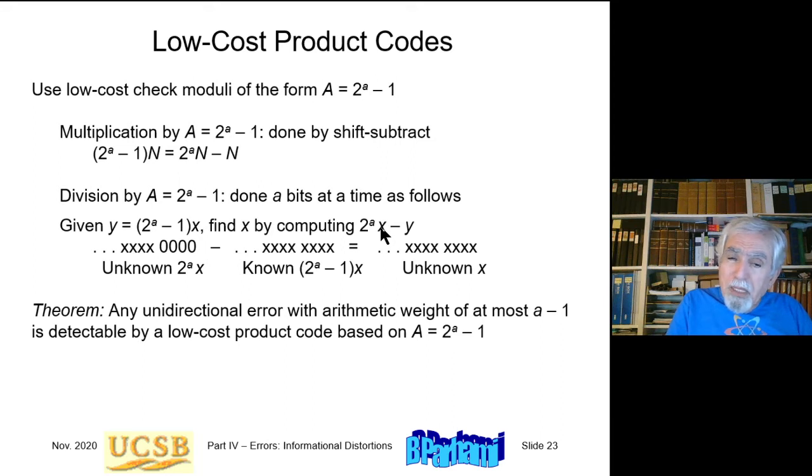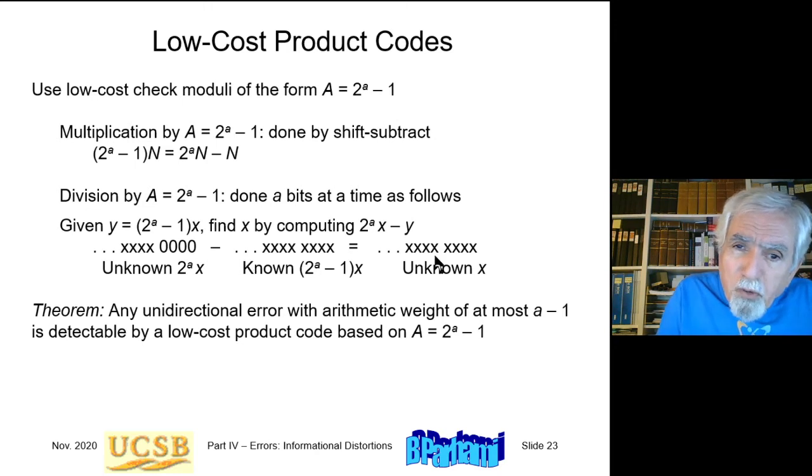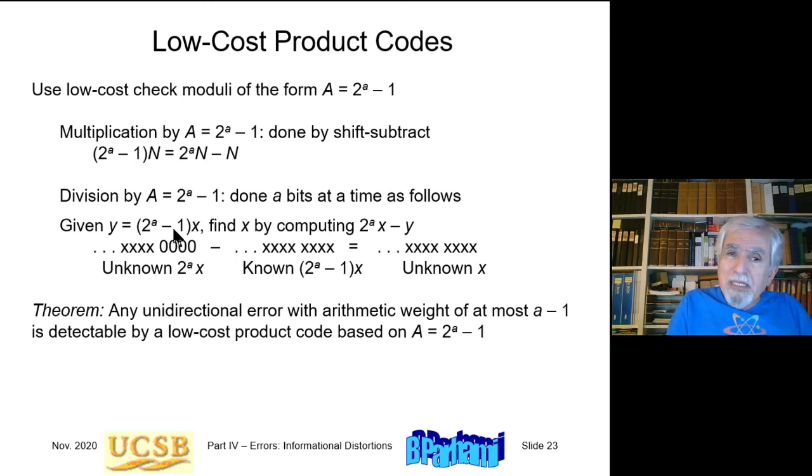16x we don't know, but we do know that 16x ends in 4 zeros. So we know the last 4 bits of 16x. We know the last 4 bits of 15x. Therefore, we can compute the last 4 bits of x. And then once we have the last 4 bits of x, we substitute here. We now have the next 4 bits here, and so on. So if we do the operation 4 bits at a time, we can easily divide 15x by 15 without doing an actual division, which is a slow operation.